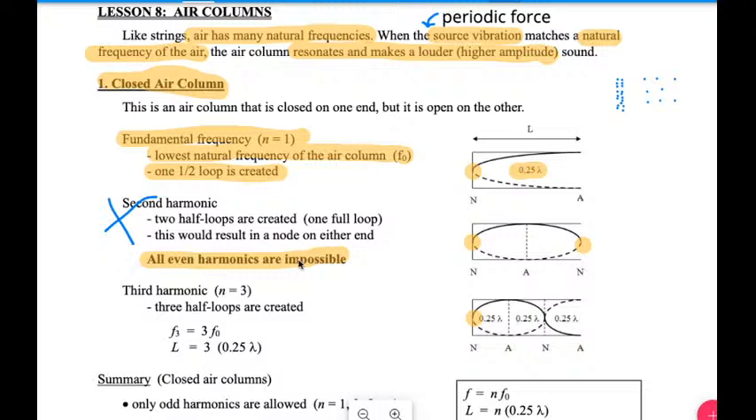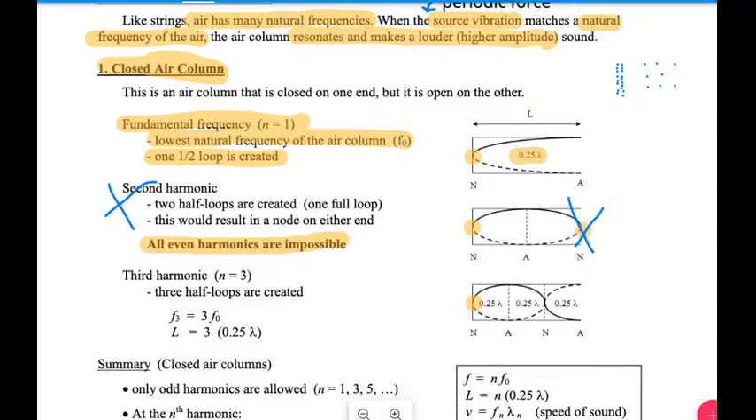Impossible. If it were theoretically possible, it would form a full loop, right, with a node on each end, but we can't have a node on that open air end. That's impossible. There's nothing for the air to fix to, so you can't have a fixed end.